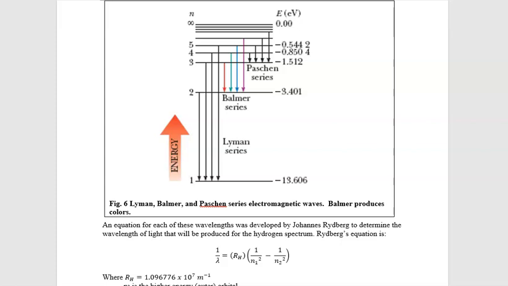So falling from the 3rd to the 2nd produces a frequency that gives you red light. If you fall from the 4th to the 2nd, that's that kind of turquoise looking arrow, the 2nd line in the line spectrum. If it falls from the 5th down to the 2nd, that gives you blue light, and if it falls from the 6th down to the 2nd, that gives you violet light. And so that's how light is created.